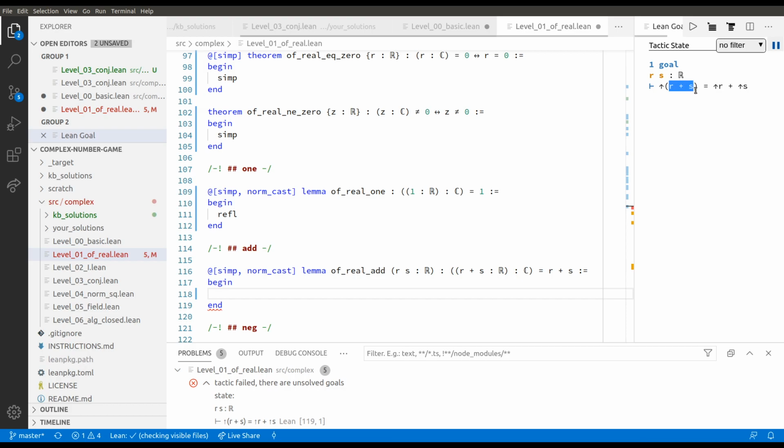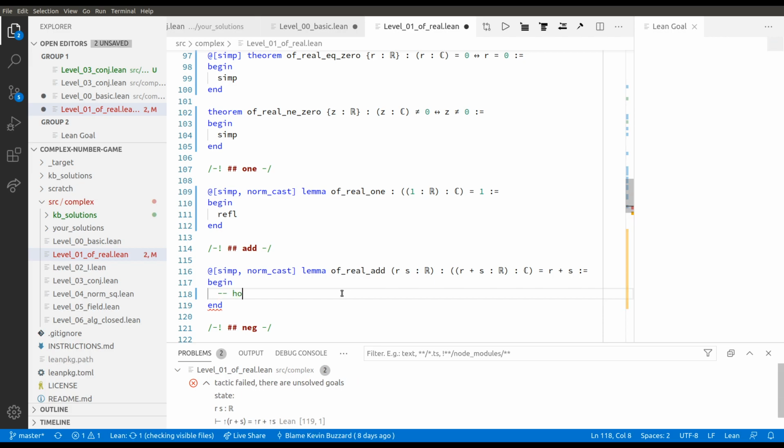You take two real numbers, R and S, and then you add them up, and you get a real number, and then you consider that real number as a complex number. The claim is that we get the same answer as taking each real number, considering them as complex numbers, and then adding them up. And so you would imagine that this would also be true by definition, right?